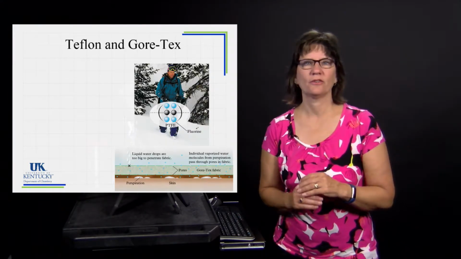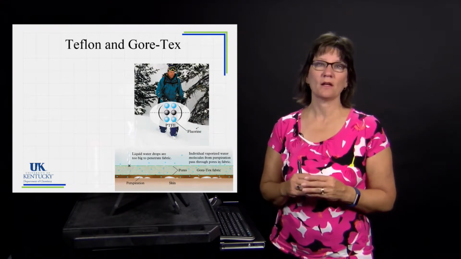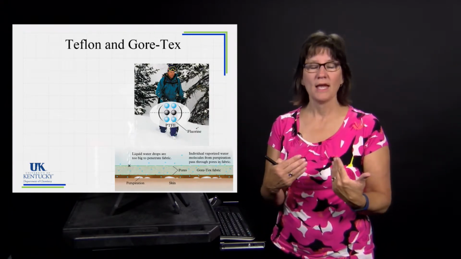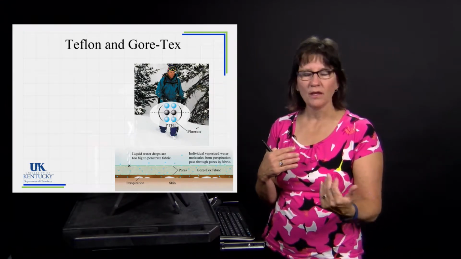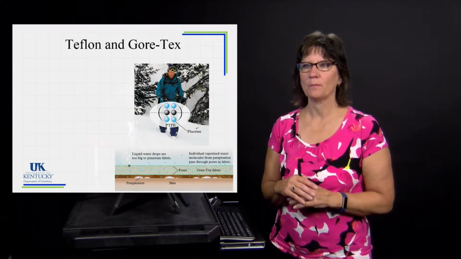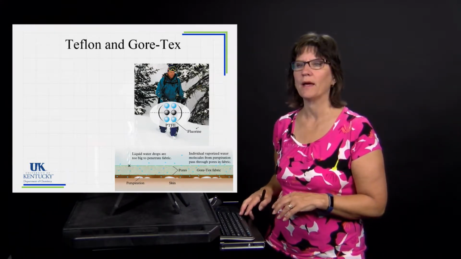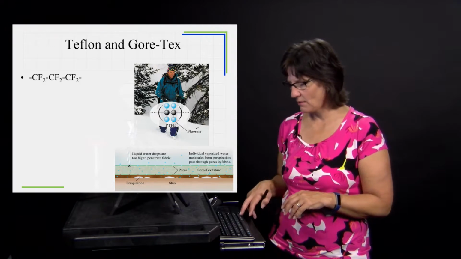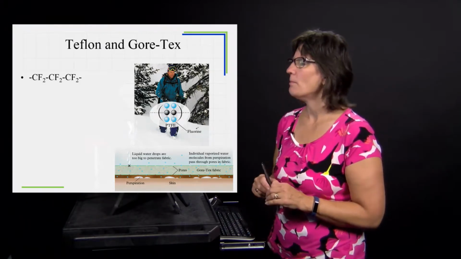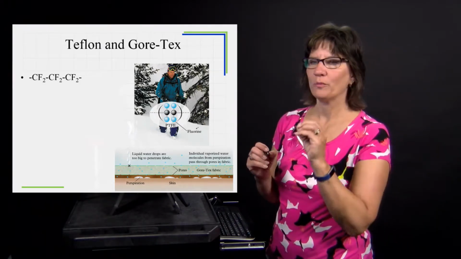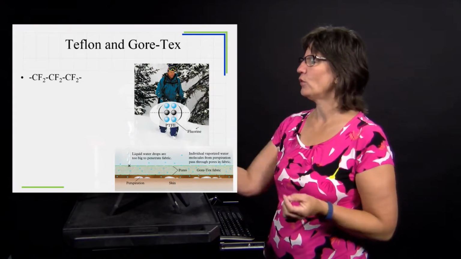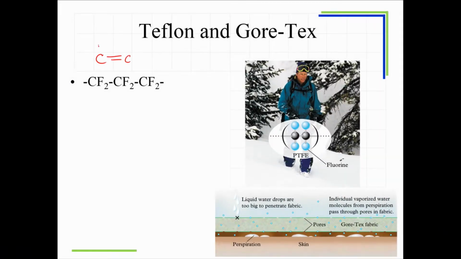Teflon and Gore-Tex are two names of the same polymer, okay? Teflon you've probably heard of. I'm not sure if you've heard of Gore-Tex, but both of those are the same compound. So let's look at the monomer that makes this compound up. The monomer would be where you've replaced all the hydrogens with a fluorine. So the monomer has a double bond, with a fluorine at each spot. Okay, so that would be the monomer.